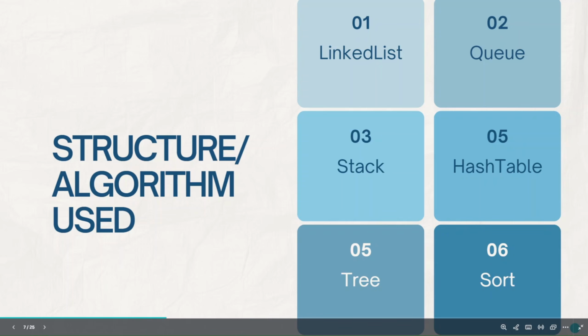So for the structure algorithm that we use, we apply 6 data structure, and we could say 5 data structure and 1 algorithm. We applied linked list, double linked list, queue, stack, hash table for searching. Tree, we use binary search tree, and sorting, we are choosing merge sort as our algorithm for sorting.